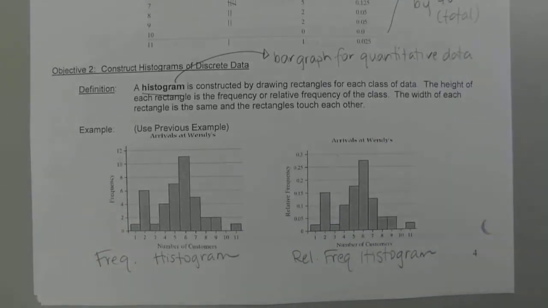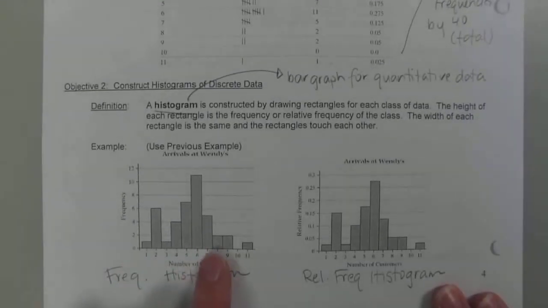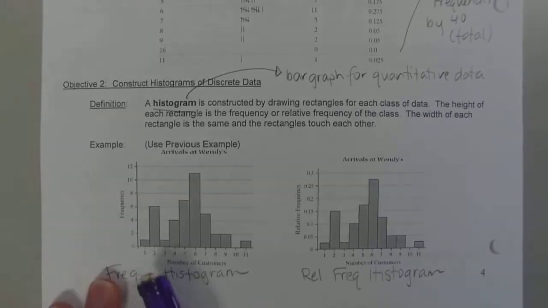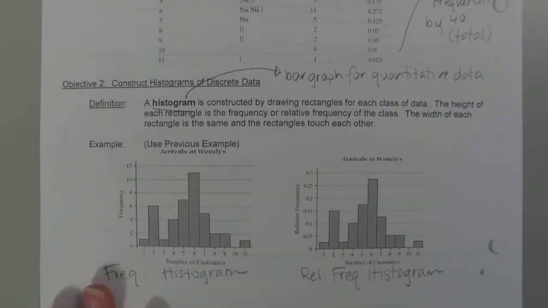What if our data isn't this compact? Like this was only a span of 10. What if one day kids were out on a field trip, so like 42 kids came? Do you want to have this axis 1 to 11 and then have to draw it way out here to 42?